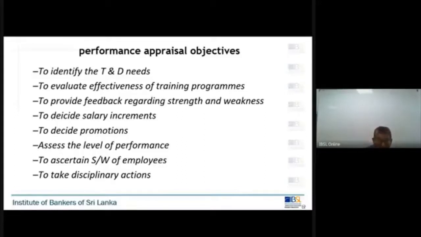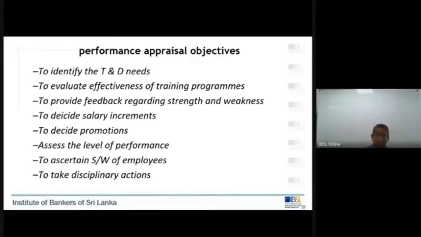Third one. It is important for you to identify your strengths and weaknesses. Give the feedback. Your boss, your supervisor or your manager can tell you these are the weak areas, and these are the strengths of your performance. And also, as somebody told me clearly, it can determine your salary increments based on your performances, and it can determine your promotions.